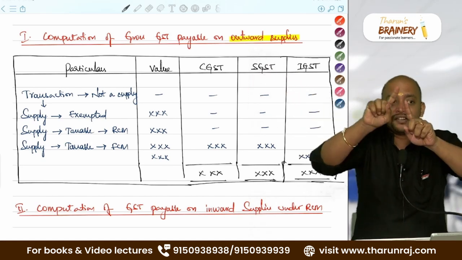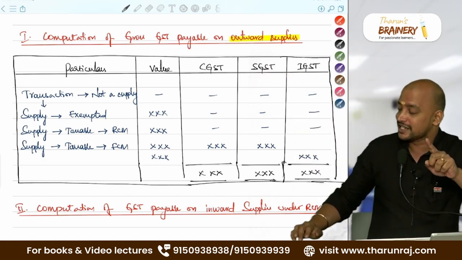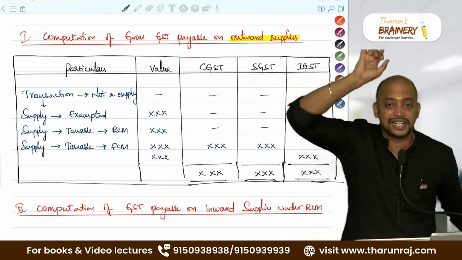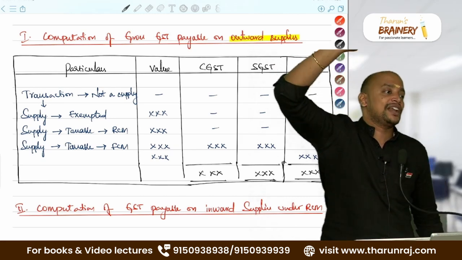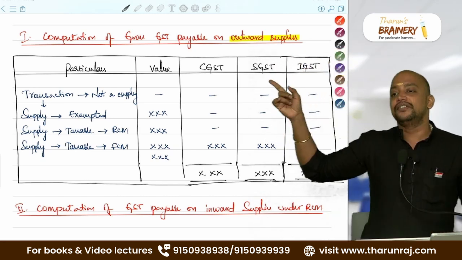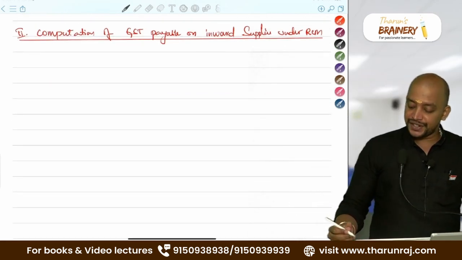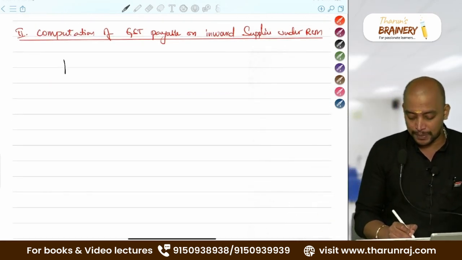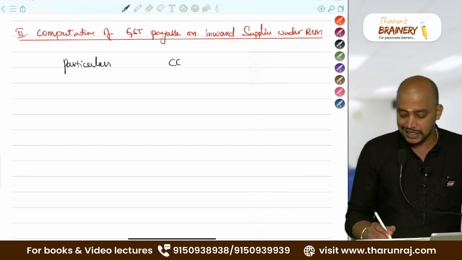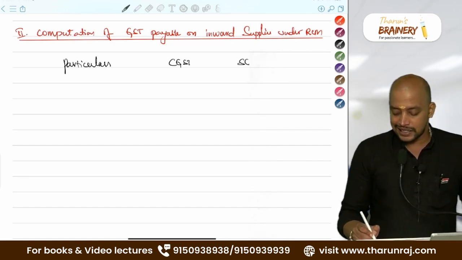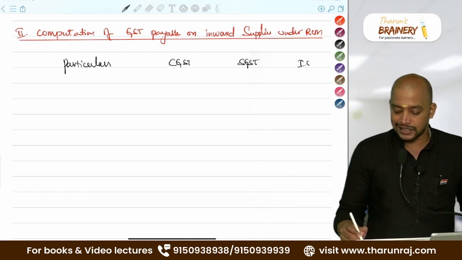So wherever you have taxable turnover, you can just calculate. If it is exceeding 50 lakhs, we have to apply that 1% of liability through cash ledger. There it will help us. Okay. Next, computation of GST payable on inward supplies, simple particulars, CGST, SGST and IGST.